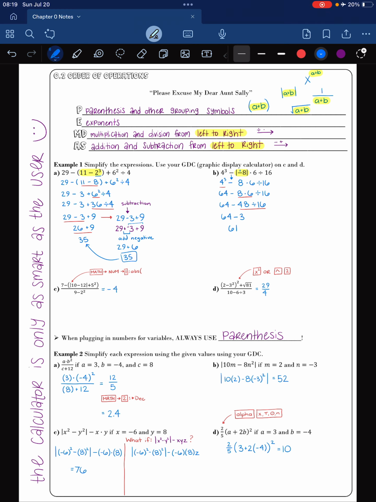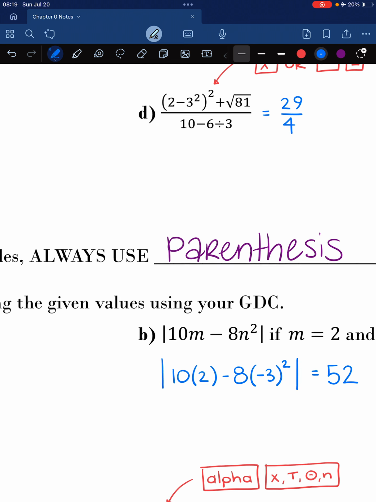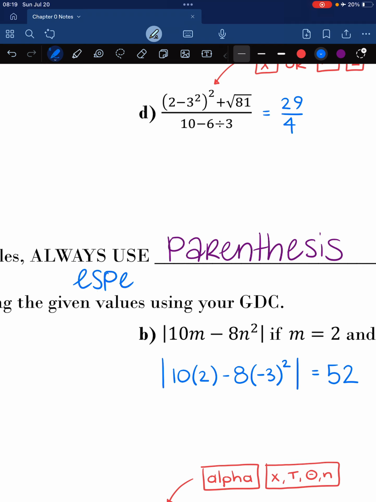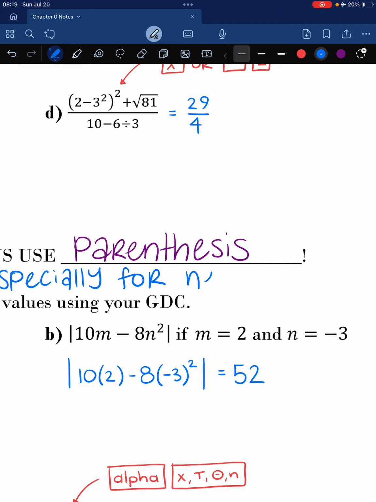Alrighty, okay. So when we plug in for variables, we need to make sure that we always use parentheses. They're not always necessary, but they're never going to hurt, especially, and I'm going to go ahead and add this note, especially for negatives. That is when it's going to make a huge difference.